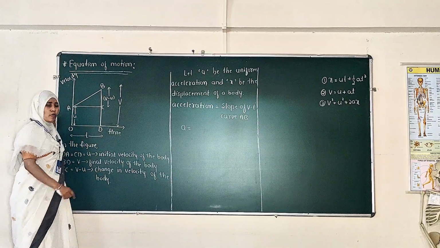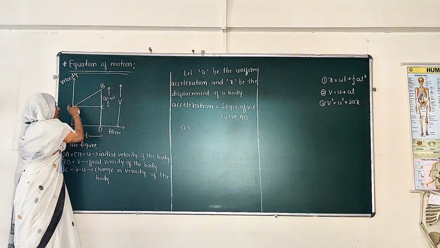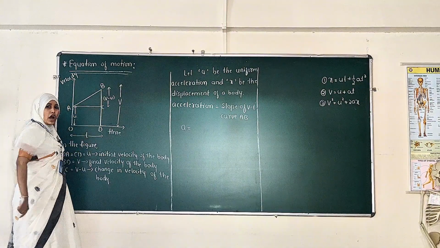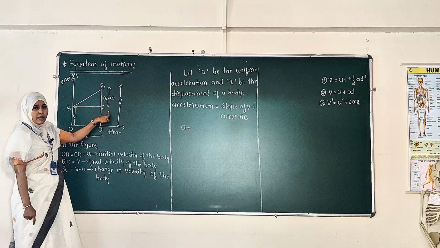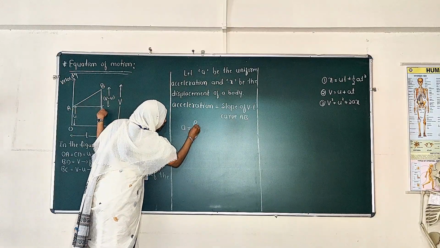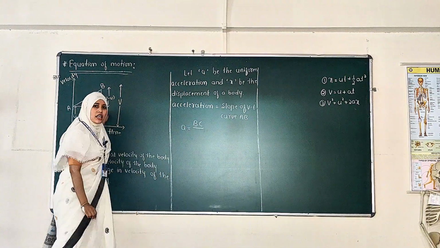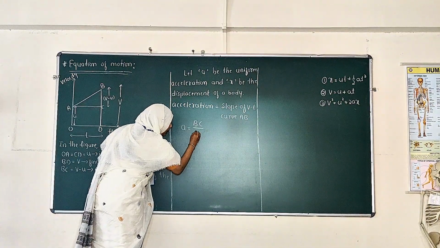How will you calculate the slope of the curve AB? Here you are clearly observing the triangle ABC. Slope is nothing but height divided by base. What is the height? Height is BC. Write it. BC divided by, what is the base? Base is AC, so BC divided by AC.